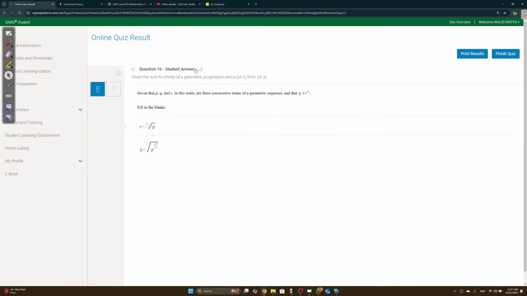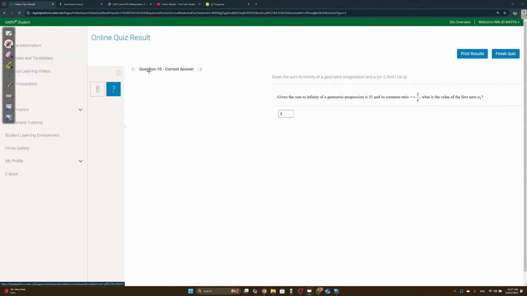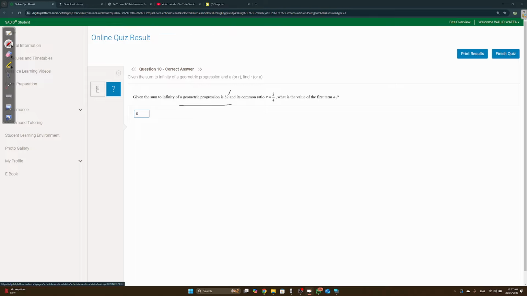Question 10. Inshallah, these questions aren't like this, honestly. Given the sum to infinity is 32 and its common ratio is 0.75, what is G1? Okay, this is nice. This is petite. Sum to infinity is G1 over 1 minus r. So 32 is equal to G1 over 1 minus 0.75. So G1 is going to be equal to 8 if you do the math.